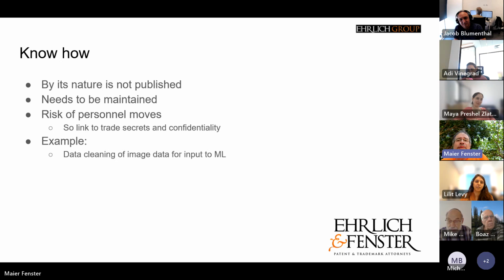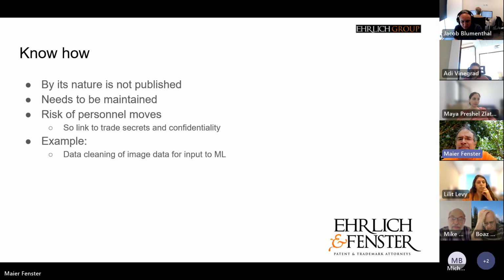Know-how. So know-how by its nature is not published. It's usually tied to people. You need to maintain it. People leave, people stop working on something. You have to be really worried about people moving to your competitor. Again, that same Google document talks about that problem. So there's a link between know-how, trade secrets, and confidentiality.